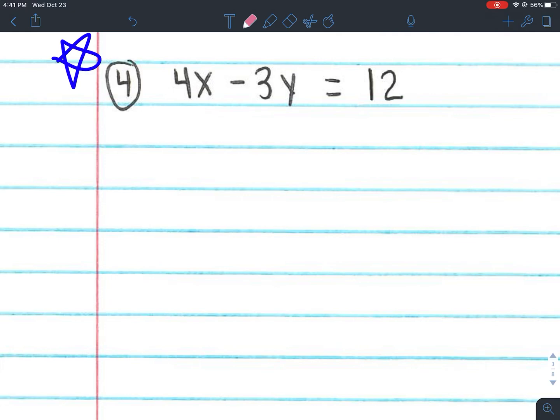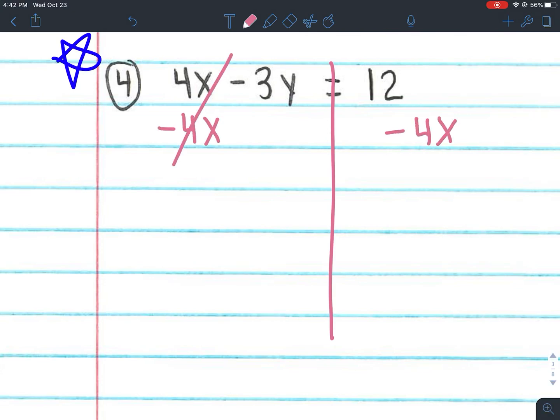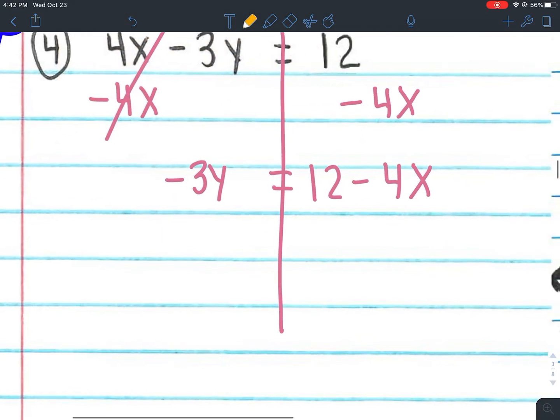Okay, so the first thing I notice is that y is not by itself. So I'm going to draw a line down the middle and get that y by itself. The first thing I do is subtract 4x on both sides. 4x minus 4x is 0. And what I have left on the left side is negative 3y equals 12 minus 4x. Okay? Now those are not like terms, so you want to write them next to each other.